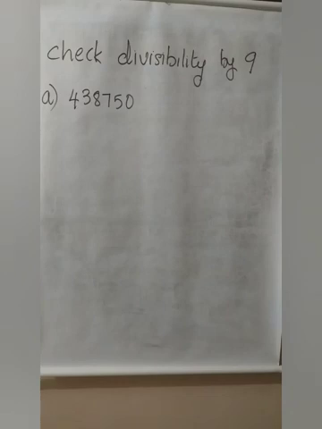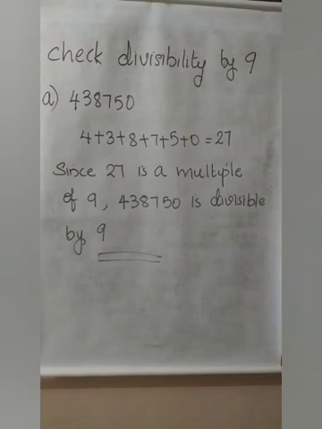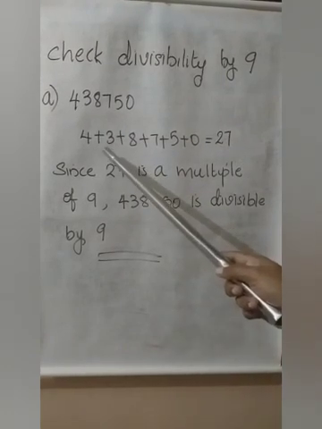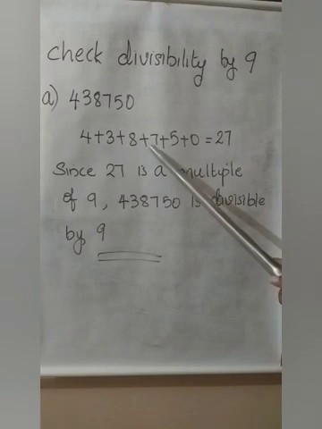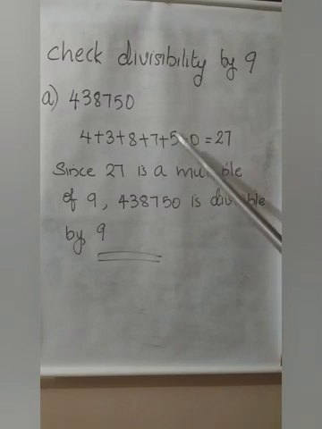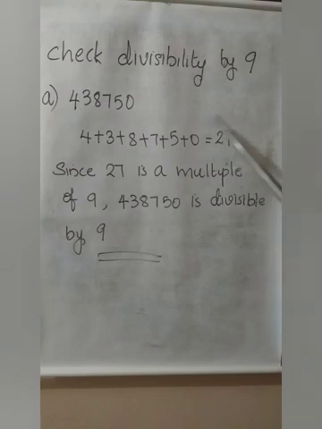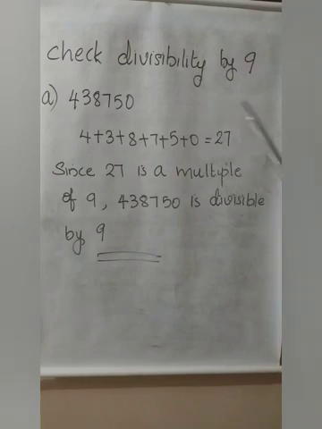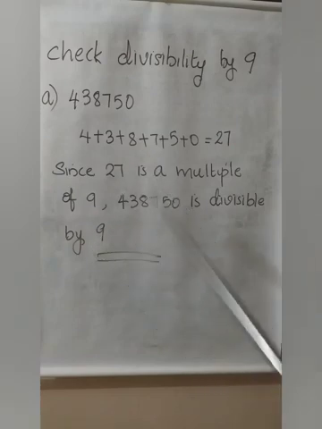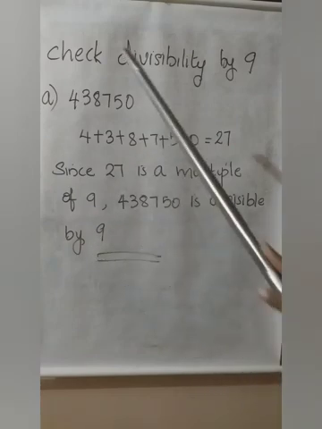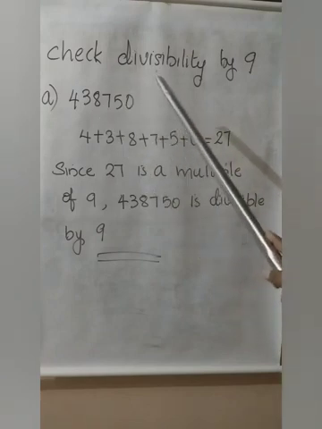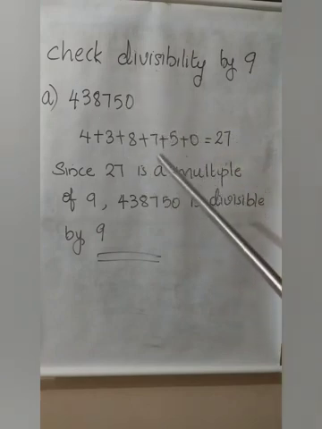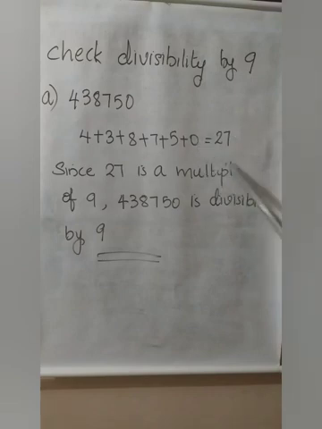So we can add the digits of the given number. Finding the sum of the digits: 4 plus 3, 7; 7 plus 8, 15; 15 plus 7, 22; 22 plus 5, 27; 27 plus 0, 27. So what about 27? Is it a multiple of 9? Yes, 9 3s are 27. That means 27 is a multiple of 9. Therefore, we can say the given number 4,38,750 is divisible by 9. The sum should be a multiple of 9.